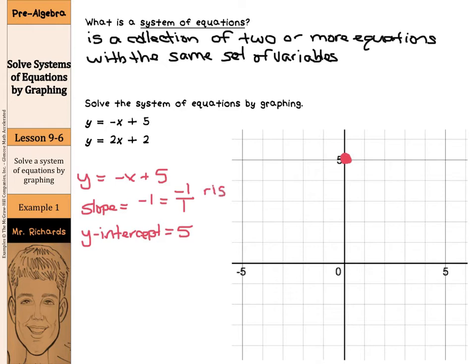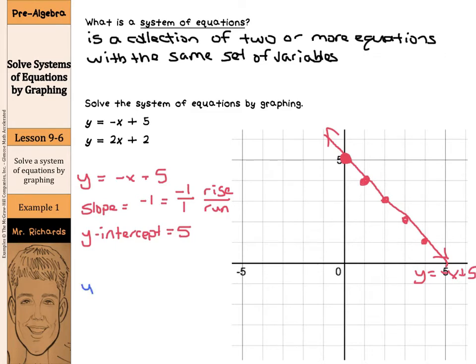So we'll go down 1 every time we run 1. So we'll go down 1, run 1, down 1, run 1, down 1, run 1. There, there, there, and there. And we can now connect these dots. Got a little off there, but if we label this then, this is the graph of y equals negative x plus 5. What about our second equation?